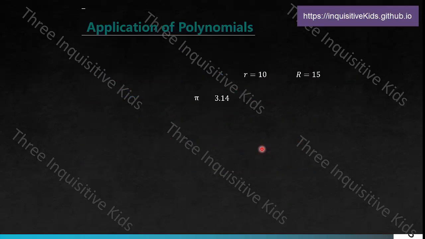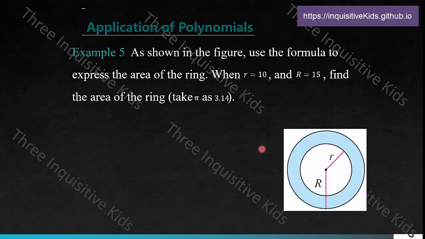Now we're going to do some problems with polynomials. So example 5. As shown in the figure, use a formula to express the area of the ring. When R equals 10 and r equals 15, find the area of the ring. Take pi as 3.14. So the ring here would be this shaded in light blue area. So pause the video and figure that out. This shouldn't be too hard, right? You could just list the formula and then solve.